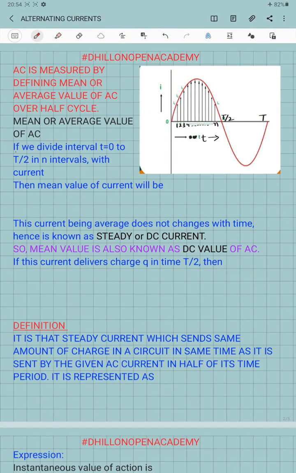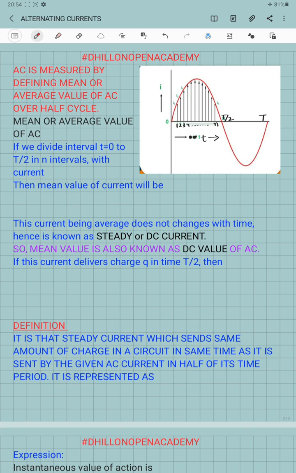Welcome to part 2. For measuring of the AC, we define two values of the AC. One which we are going to define and find an expression for is the mean value or the average value of the AC, which is defined only for one half cycle, because we have already seen that for a complete cycle its value is equal to 0.